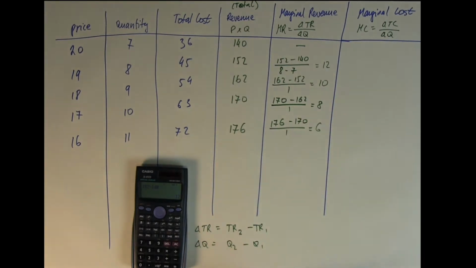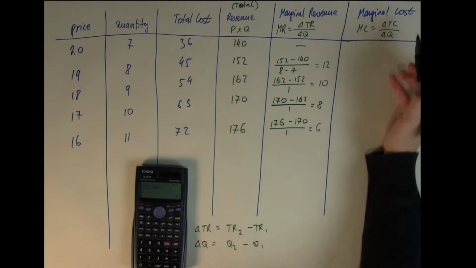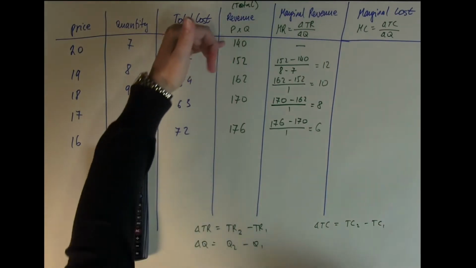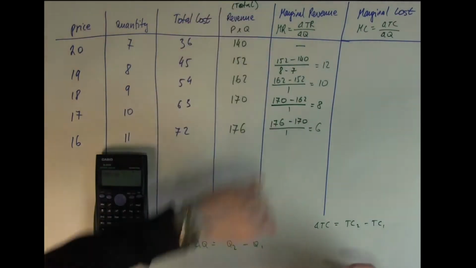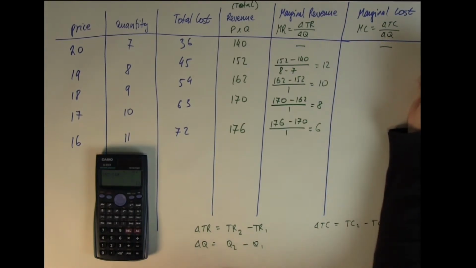But how do I calculate the marginal cost? The marginal cost will be the change in total cost, and the change in total cost again will be the later total cost minus the earlier, or current, total cost. Again, I can't really calculate the total cost here because I don't know what it was before. So the total cost cannot be calculated, and therefore the marginal cost cannot be calculated either.